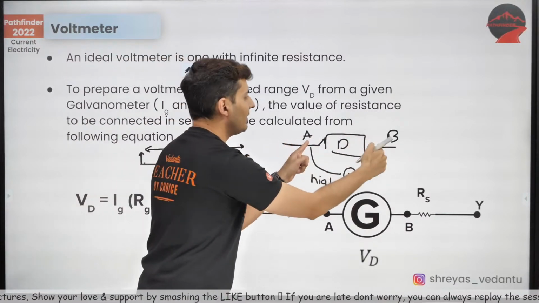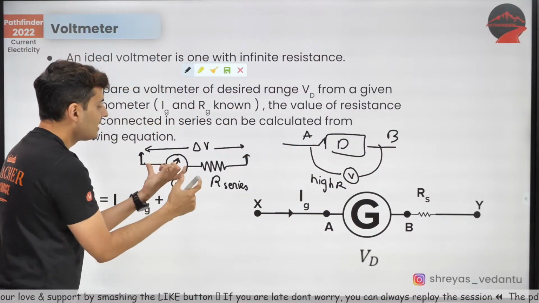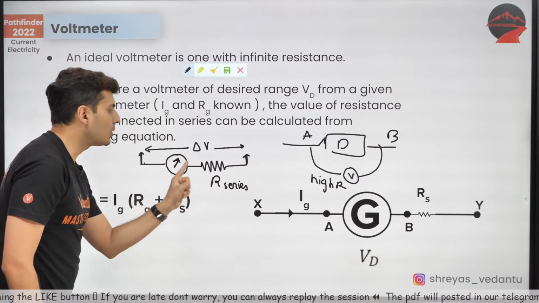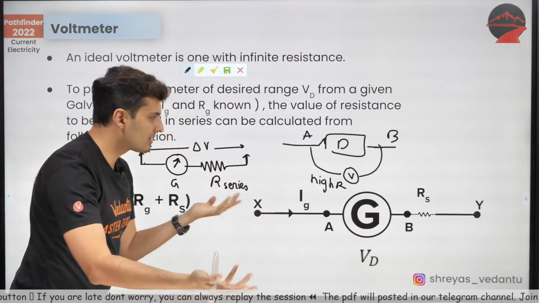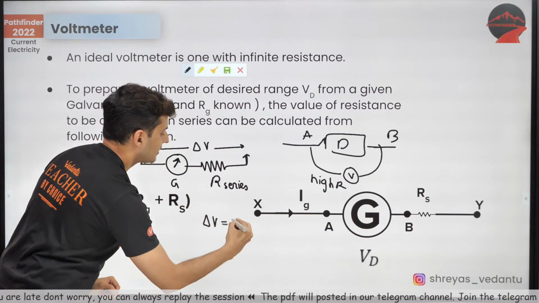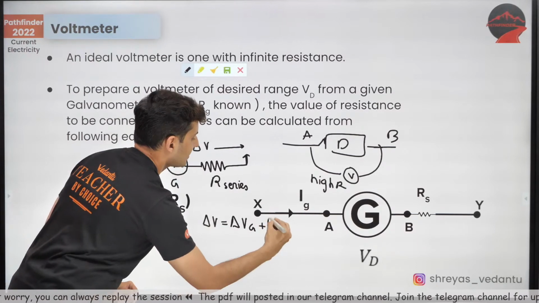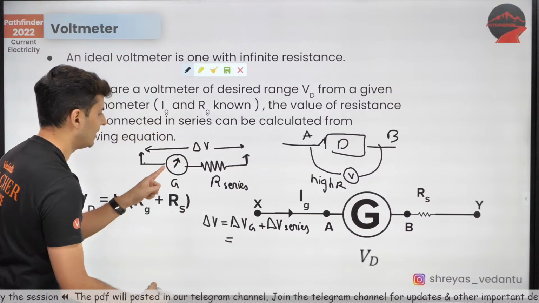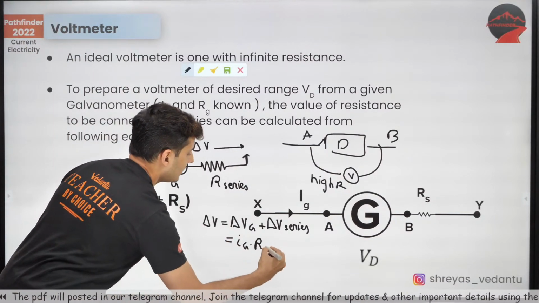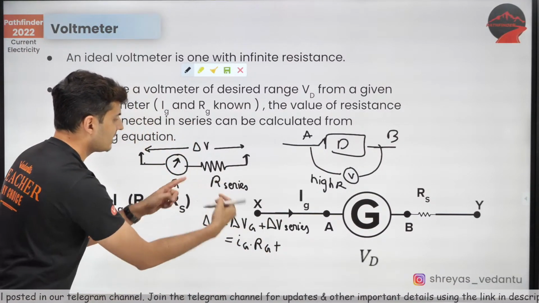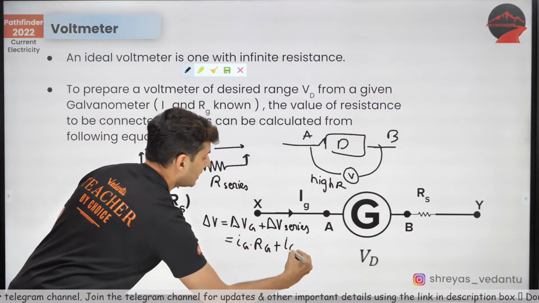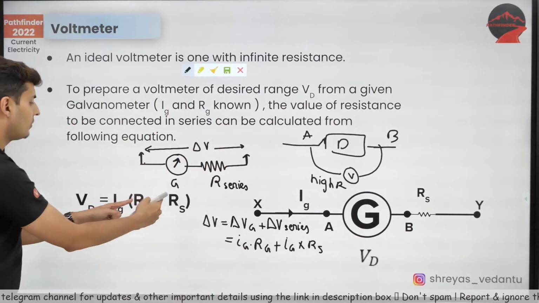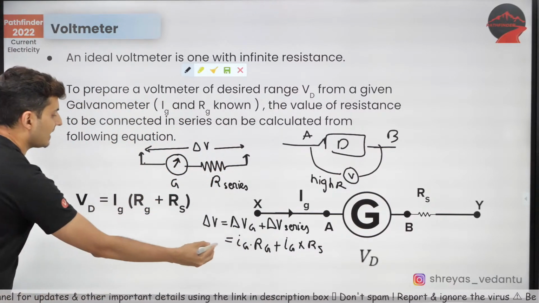So the voltage across the device is also the voltage across the galvanometer and resistor in series together. These two are in series. So guys, what is the total voltage? It is the voltage across the galvanometer plus the voltage across the series resistance. What is the voltage across the galvanometer? It's the current through the galvanometer into the resistance of the galvanometer. What is the voltage across the resistor in series? It's the current in the galvanometer into the resistor in series. So take out Ig common. Won't you get this? This is exactly what you get.